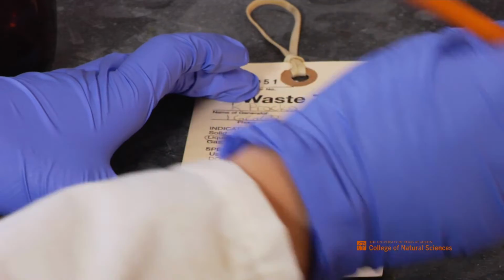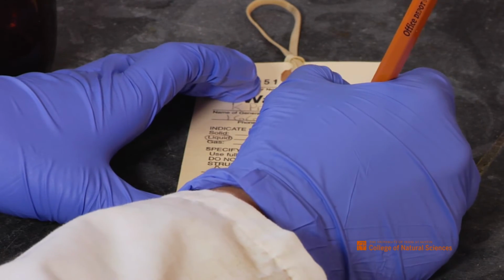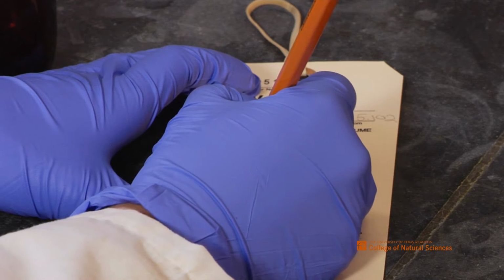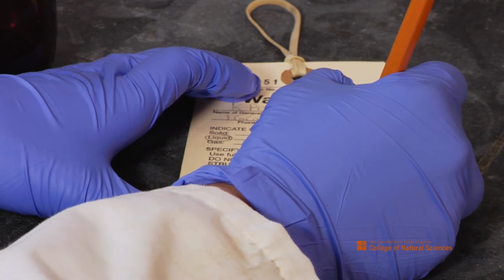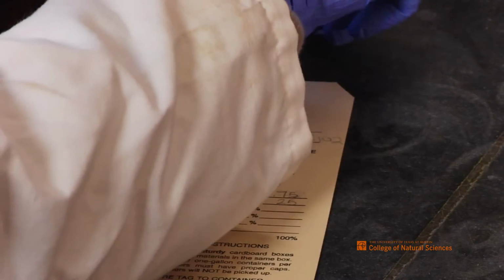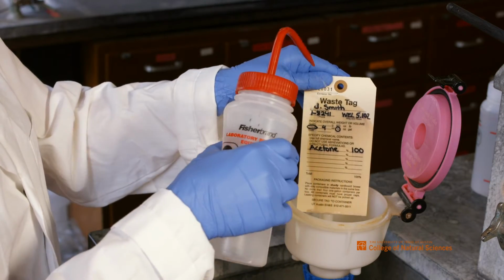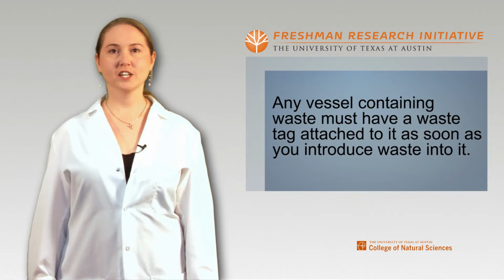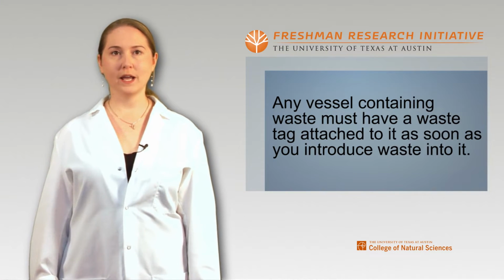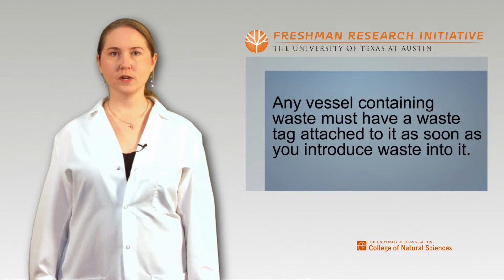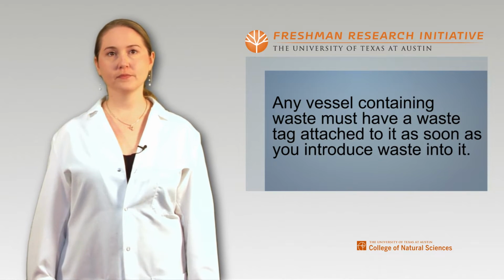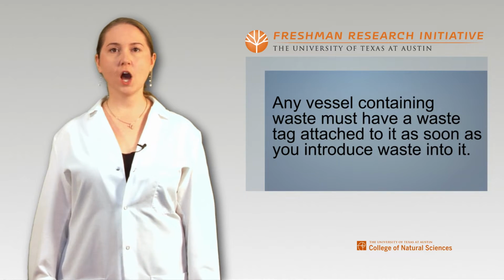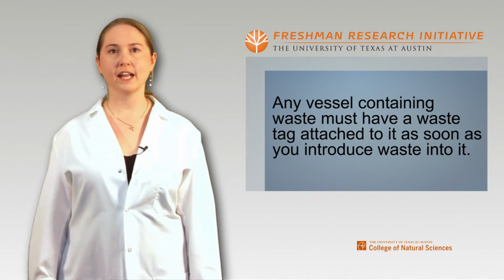It is wise to label waste tags using pencil in case you need to change something later, such as percentages of compounds in the waste container. It is also wise to use pencil, as certain types of solvent can cause the pen on a waste tag to smear. Any vessel containing waste must have a waste tag attached to it as soon as you introduce waste into it. The chemical information and list of chemicals must be updated as soon as you start adding waste.